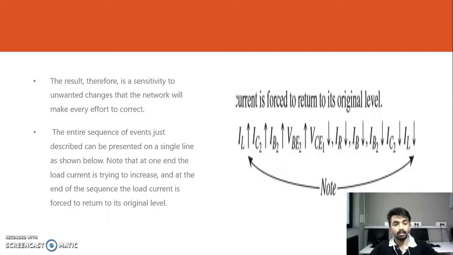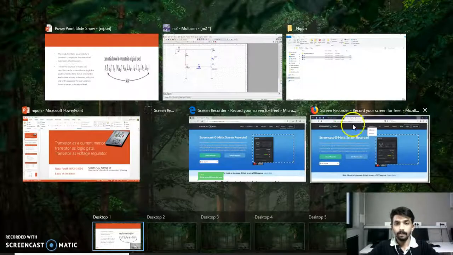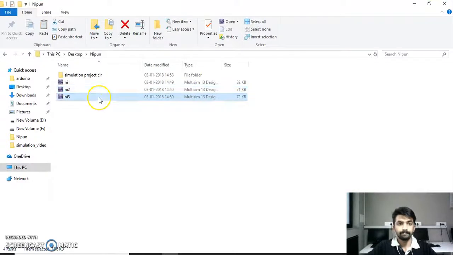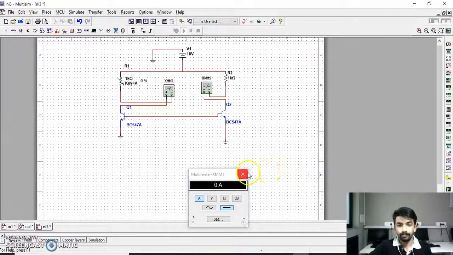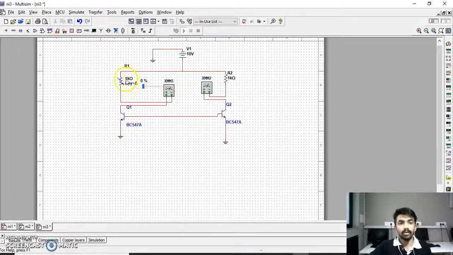Now let's see the Multisim circuit. In this circuit, as I told you, I have taken one variable resistance, one load, two transistors and one voltage supply. Now let's see about that. So as I have told you all the components in the circuit, now we are doing the practical of this.